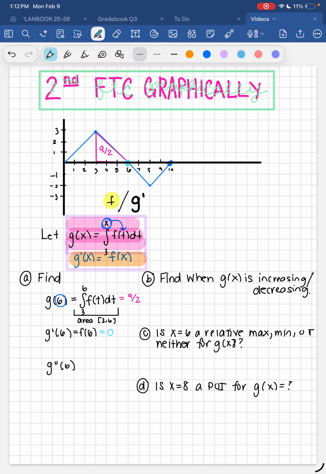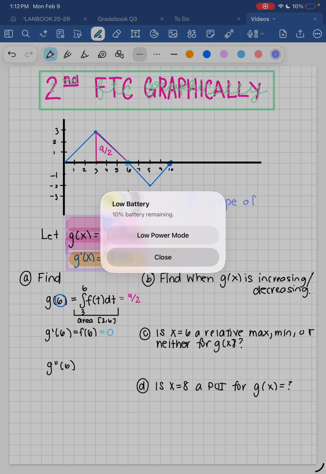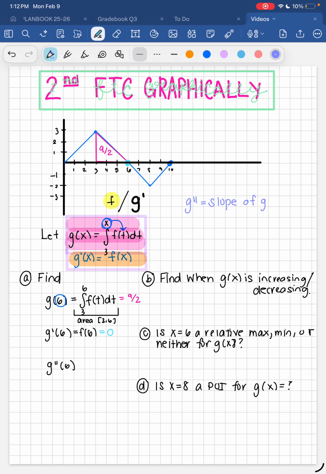And then last but not least, g double prime of 6. Guys, if this is the graph of g prime, then g double prime is going to be the derivative, the slope of g prime. So we're going to find the slope of this straight line that I'm highlighting in purple. Now, guys, you could do rise over run. You can do change in y over change in x. I don't care. So the slope is going to be -1.